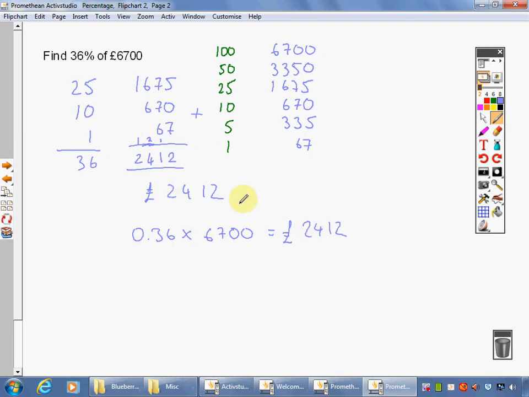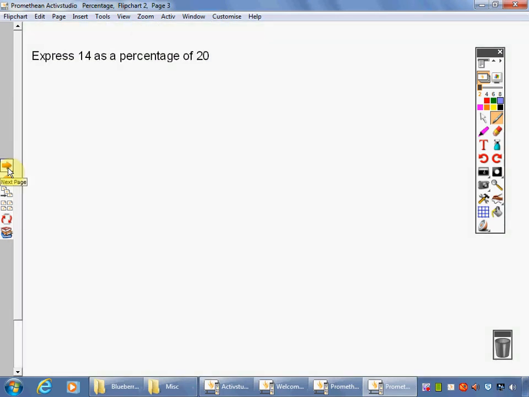Okay. Now I'm going to look at expressing one number as a percentage of another. So here we've got 14 as a percentage of 20. Straight away I write that as 14 out of 20. I can begin to do some simplifying here. That's going to be equal to, well, I can halve both those numbers, so that's 7 over 10.